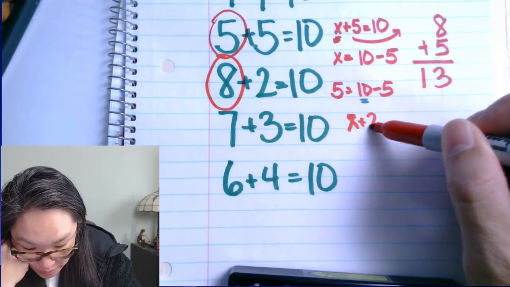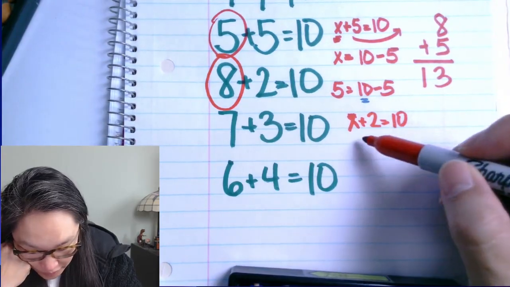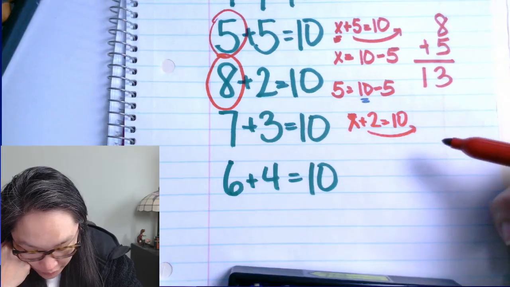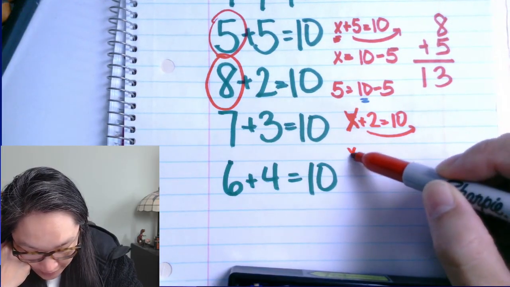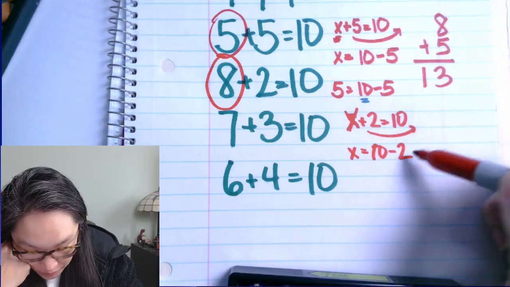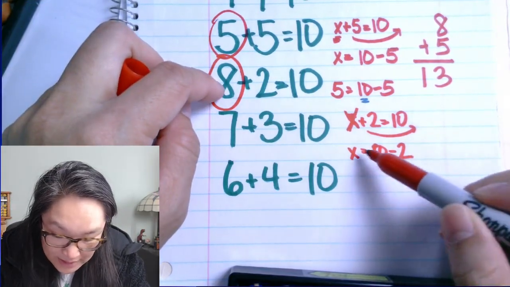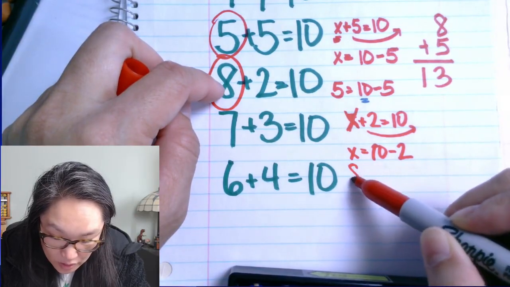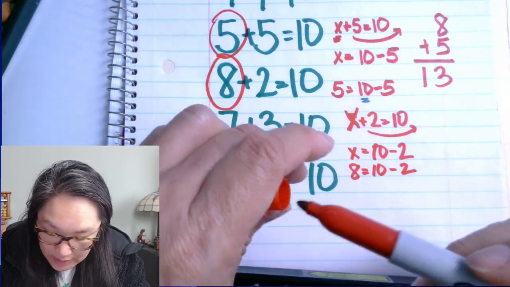x plus 2 is equal to 10. When we do this, we're going to take this 2 and move it over to the other side. We're going to isolate this variable. So if we set it, it would be x is equal to 10 minus 2. Because we do the minus 2, what is this answer? This answer is 8. So if I wrote it out, it's 8 is equal to 10 minus the 2.